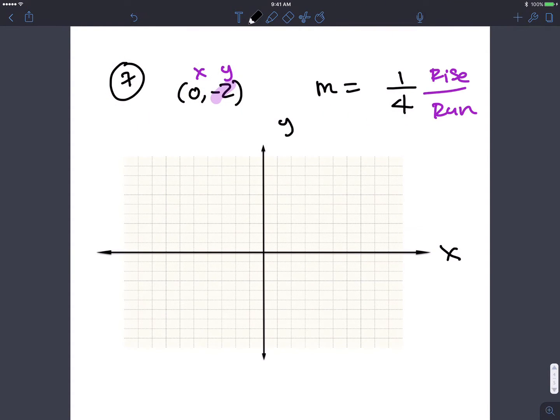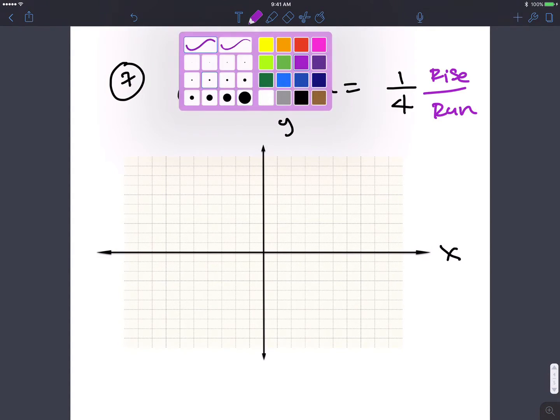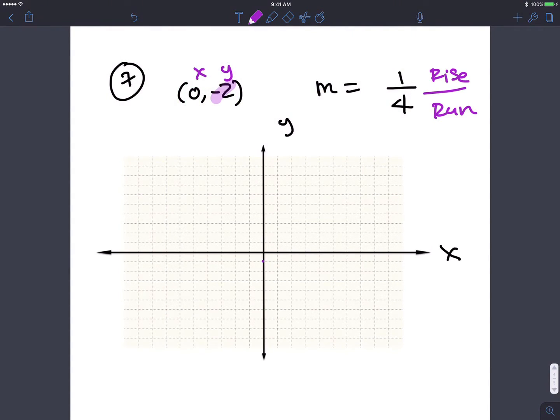X-axis, y-axis. Our first point is at 0, -2. Go down 2 units. And now have a rise of 1 and a run of 4. So from this point, I go up 1 and to the right, 1, 2, 3, and 4. This is the location of my second point.